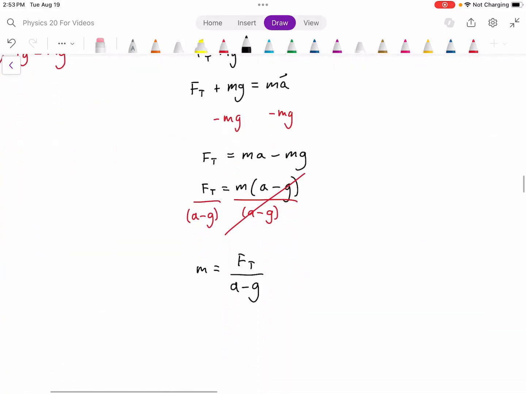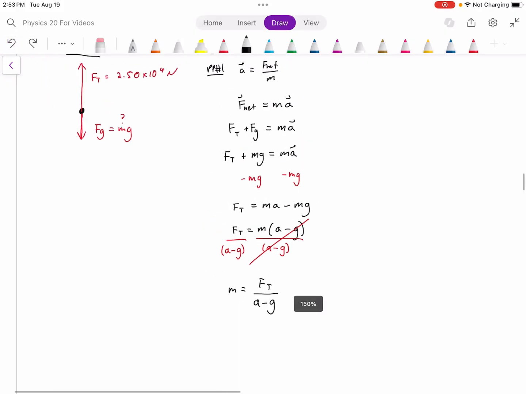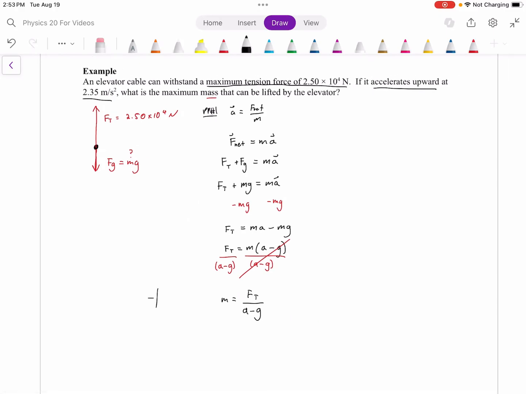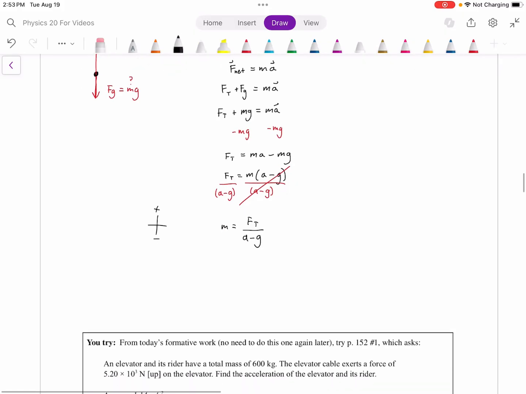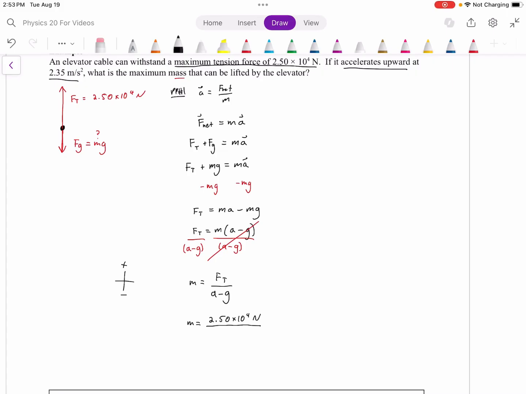I didn't bother with it then because we knew the mass, so we could just put it in. But in this scenario where we needed to actually isolate mass, we needed to be able to do that so that we could just have mass times something instead of mass times something minus mass times something else. Okay, now we are good to go as long as we define our directions carefully. We know our upward tension will be positive, our upward acceleration will be positive, and acceleration due to gravity will be negative, 9.81. So the maximum safe tension is 2.5 times 10 to the 4 newtons.